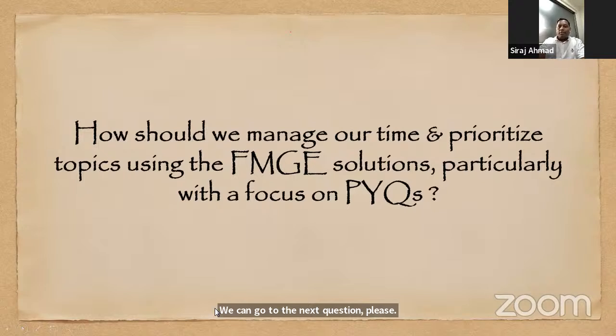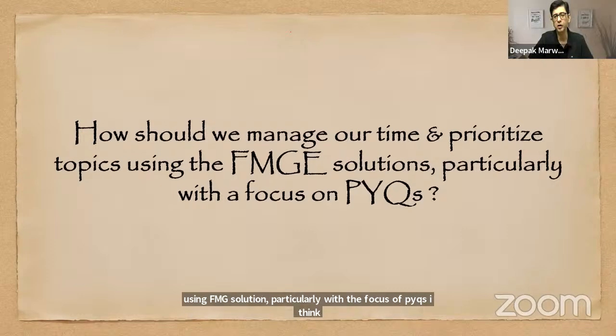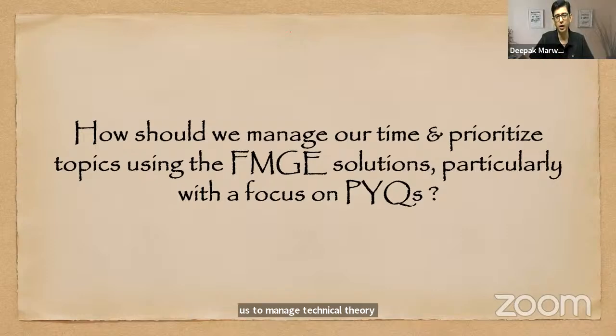How should we manage our time and prioritize topics using FMG solution, particularly with the focus of PYQs? I think we have answered this question 2-3 times already: to manage it, I think all the theory topics that are given in the book have to be gone through, and integrate them. Yes. I think one reading of the book is not a big deal. I'm asking you to. I mean, you guys are such brilliant people. Crunching 1,500 pages, I mean, you can just gobble them up, right? 50 pages every day, 30 days, you can finish 1,500 pages. What is 1,500 pages for you guys? I mean, no big deal, right?